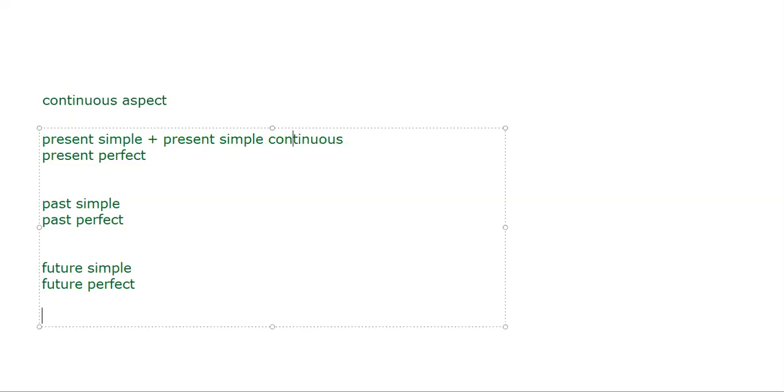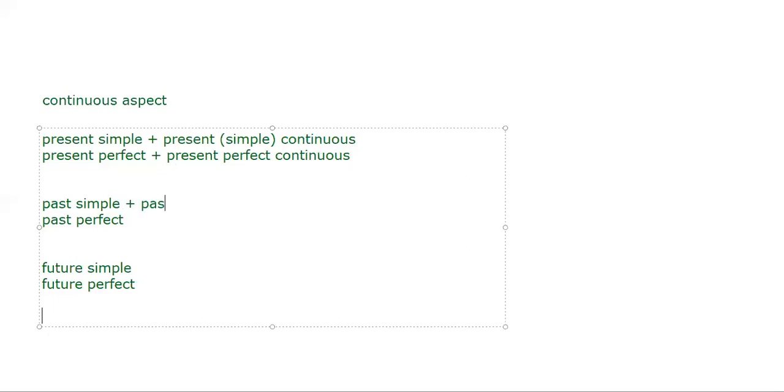So, present simple continuous, or quite simply present continuous, because some people call it the present simple continuous, some people call it the present continuous. I don't really care. It doesn't matter. I'm just going to put it there for reference. And then we have present perfect continuous. That one you can't drop. You can't drop the perfect. You can drop the simple, but you can't drop the perfect.